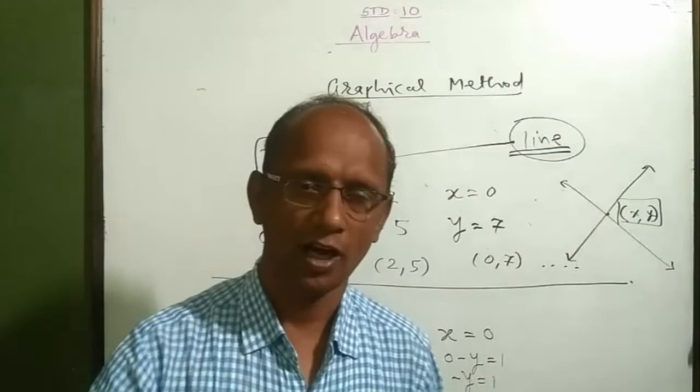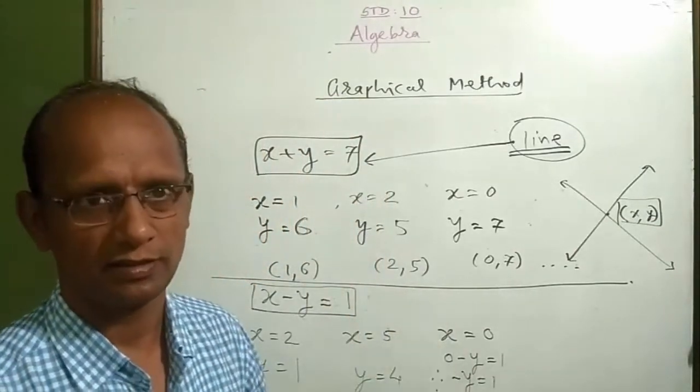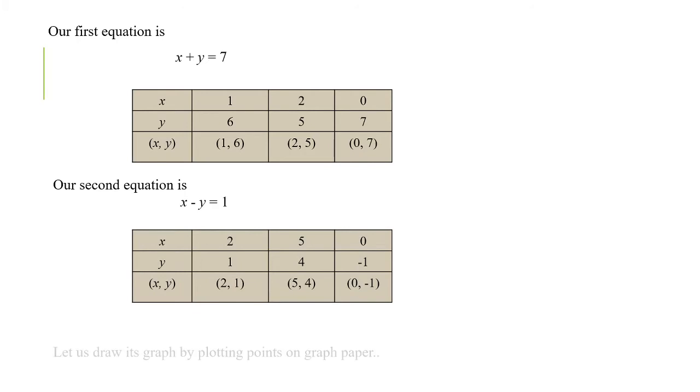Now let us see on the graph paper how we can get this solution. Our first equation is x plus y equals to 7 and the coordinates that we have found are like this. Our second equation is x minus y equals to 1 and the coordinates that we have found are like this. Now let us try this on the graph paper.